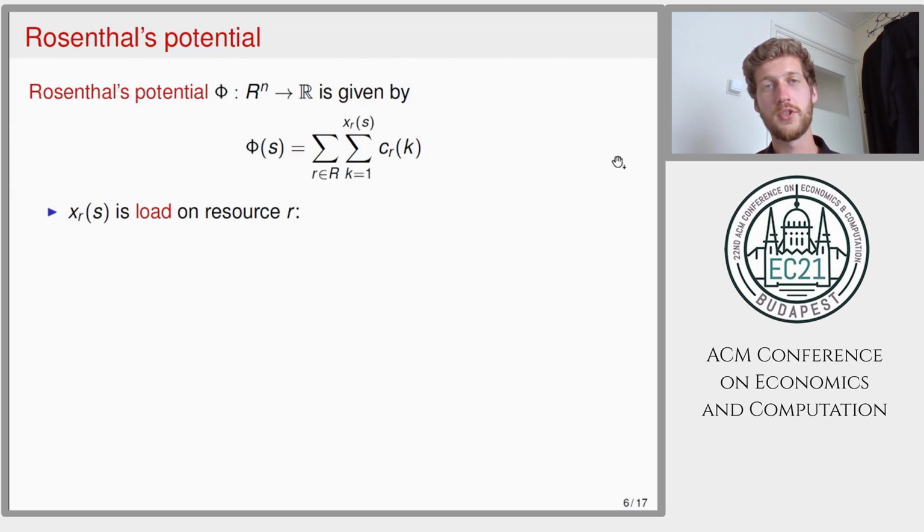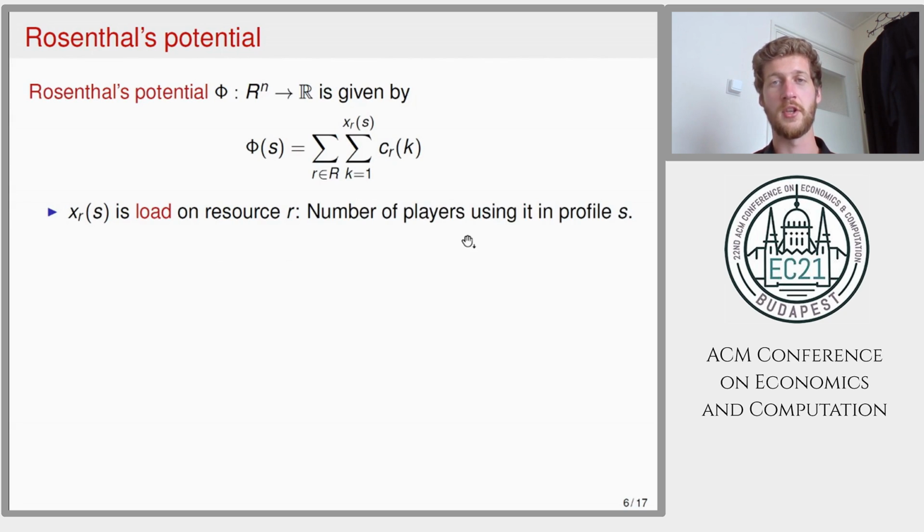Now, in order to show that such a load balancing game, or more generally a congestion game, has a pure Nash equilibrium, we can use a potential function argument, and in particular, we can use a potential function introduced by Rosenthal, which is given by the expression phi here. And here there's one piece of notation, which is that x_r(S) is used to denote the load on resource r under strategy profile S. And this is essentially just the number of players that use a particular resource r in the strategy profile S.